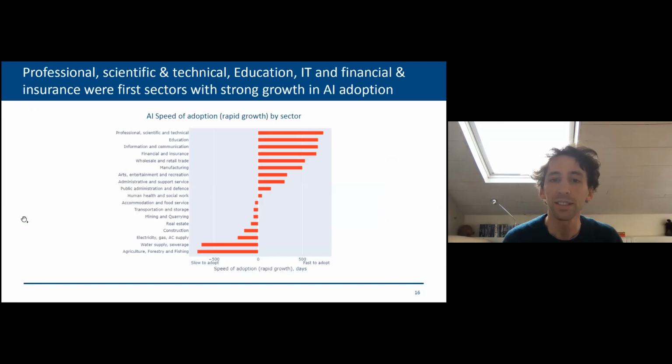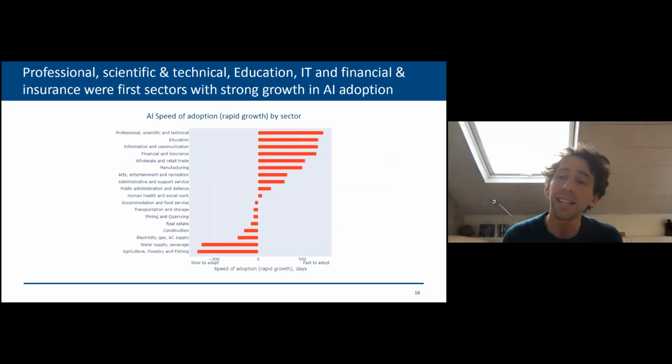Next slide, please. We can look at it by sector as well. And we found that professional, scientific and technical services, for example, were the first sector to adopt AI in terms of high speed of growth in adoption, which is relatively unsurprising. But we can look at it really by sector. We could also look at it by occupation and other cuts of data, but that's really the strength of this data, is the amount of detail we can go into.